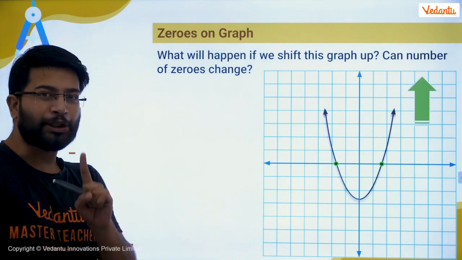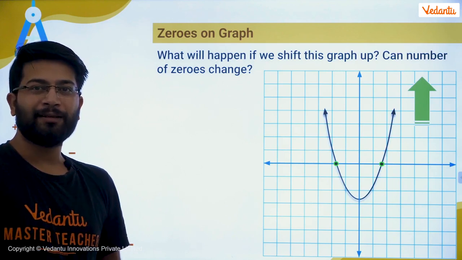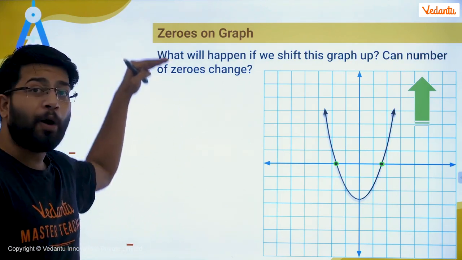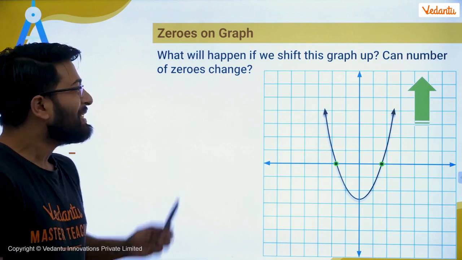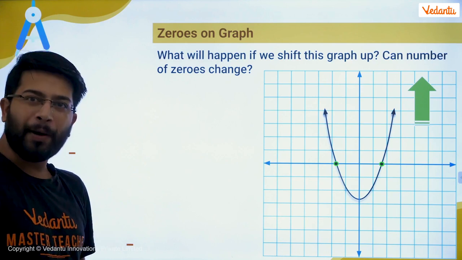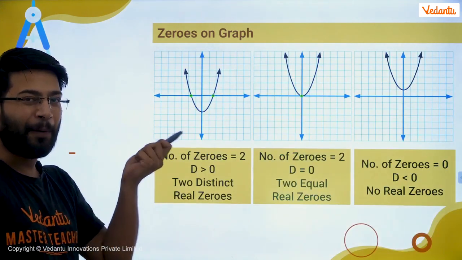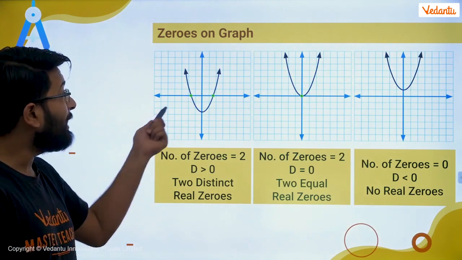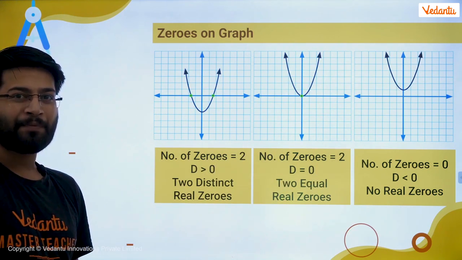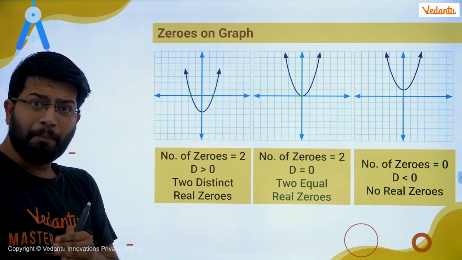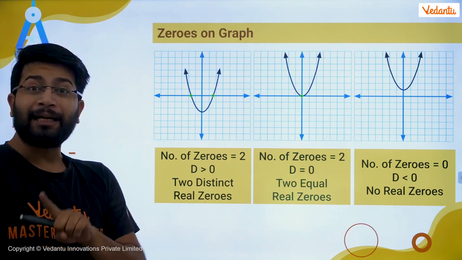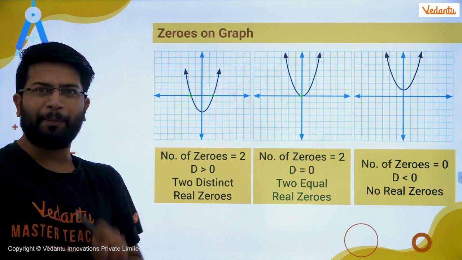Now check the question, the most important question: what if I shift the curve up or down? So let's see. Let's say, champ, we are shifting the curve in the upper direction. So these are the possibilities: either it will intersect 2 times, 1 time, or no intersection at all. And we have seen that the number of times my curve intersects the x-axis is the number of zeros of that polynomial also.